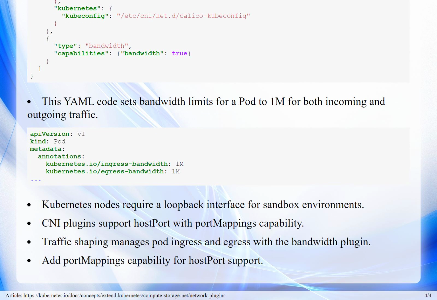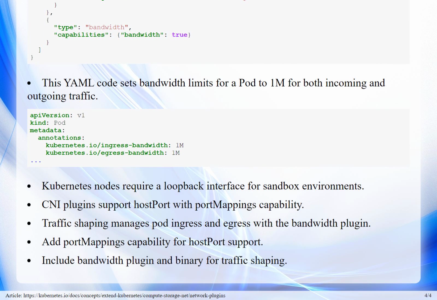To enable host port support, add the port mappings capability in your CNI config directory, CNI conf dir. Traffic shaping needs the Bandwidth plugin in the CNI config file and the binary in the CNI bin directory.